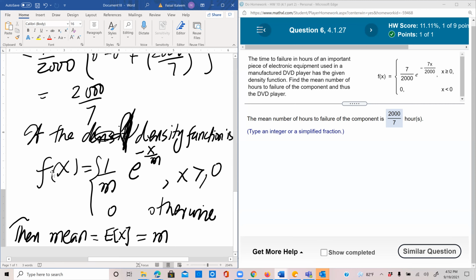And this kind of density function is called the exponential density function. So for an exponential density function, the form is 1 over m e to the minus x over m for positive x, and 0 otherwise. And that means that m is the mean. So basically, if the coefficient and the power of the exponential match with a negative sign in the power, then the reciprocal of that coefficient is the mean. In this case, the reciprocal of 7 over 2000 was 2000 over 7, and that was our answer.